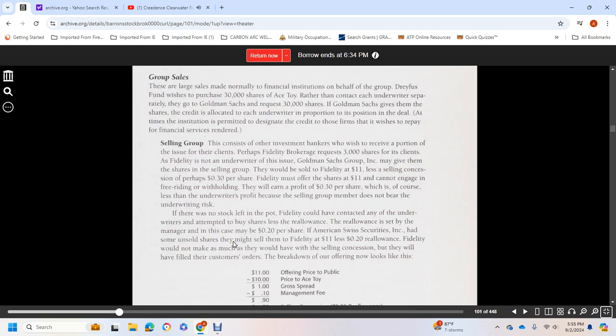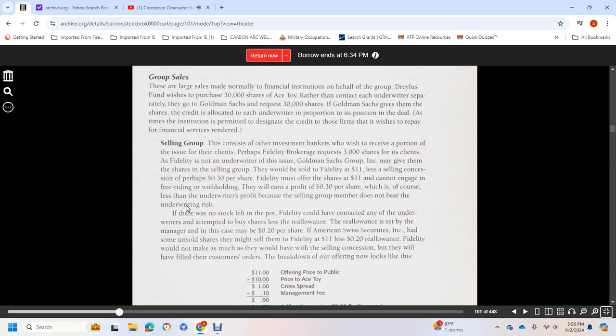The selling group consists of other investment bankers who wish to receive a portion of the issue for their clients. Perhaps Fidelity Brokerage requires 30,000 shares for its clients. As Fidelity is not an underwriter of the issue, Goldman Sachs may give them shares from the selling group. They would be sold to Fidelity at $11 less the selling concession, perhaps 30 cents per share. Fidelity must offer their shares at $11 and cannot engage in free riding or withholding. They will earn a profit of 30 cents per share, which is, of course, less than the underwriter's profit because a selling group member does not bear the underwriting risk.